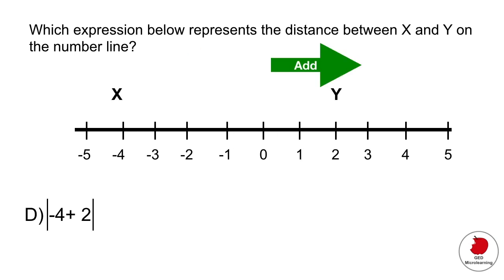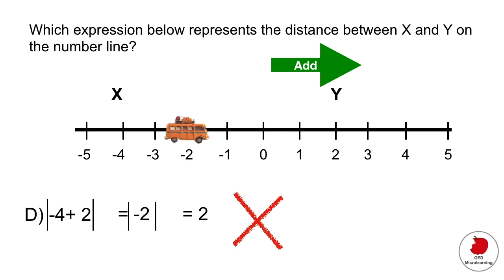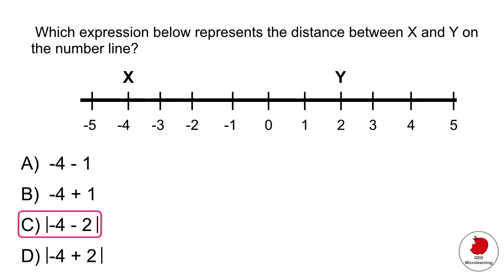And then answer D, just for completion, again, you would have -4 plus 2. You move 2 to the right because you're adding. That gives you -2. Once again, you have absolute value bars, so this -2 turns into +2, and this is incorrect. Okay, so the correct option would be C.